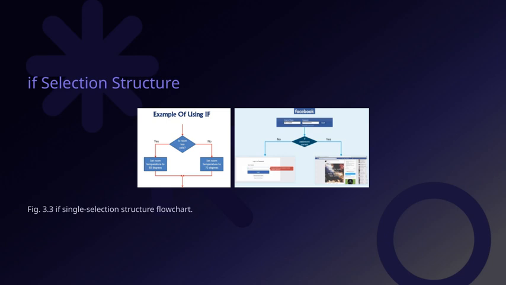This structure is fundamental because it introduces decision-making, enabling programs to react dynamically to different data and scenarios. Connecting this to our overall theme, understanding selection structures helps us write more efficient and flexible code, which is essential in creating responsive software. So remember, the if structure is like a fork in the road, guiding the flow of your program based on specific conditions.